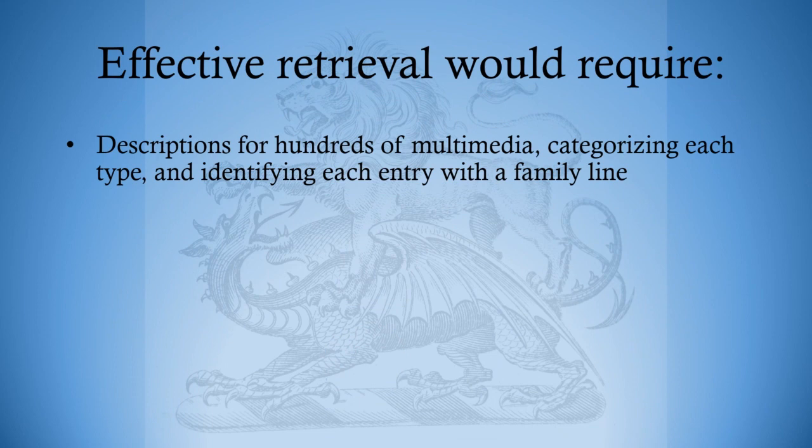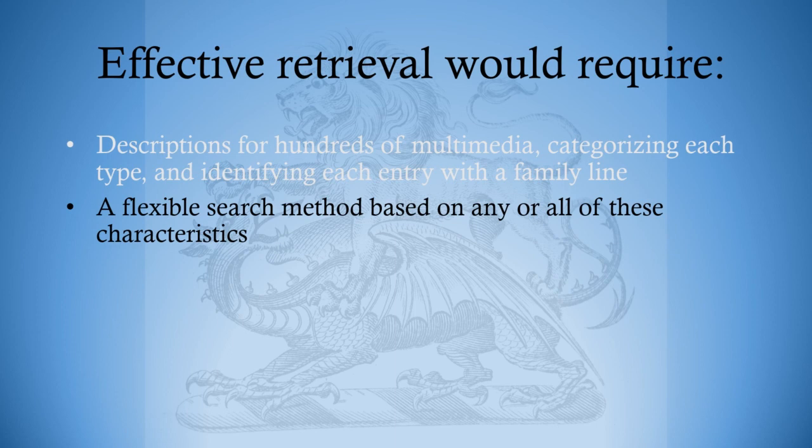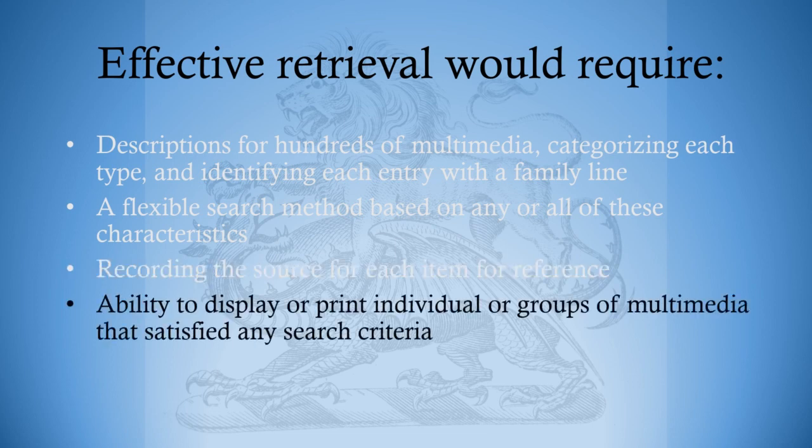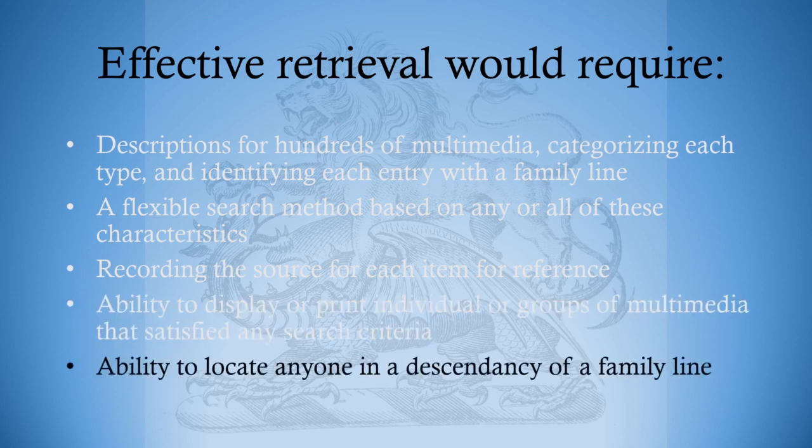Effective retrieval will require descriptions for hundreds of multimedia, categorizing each type and identifying each entry with a family line. We also needed a flexible search method based on any or all of these characteristics. We needed to record the source for each of these items for future reference. And we needed the ability to display or print individual or groups of multimedia that satisfied any search criteria. And finally, we needed the ability to locate anyone in a descendancy of a family line.